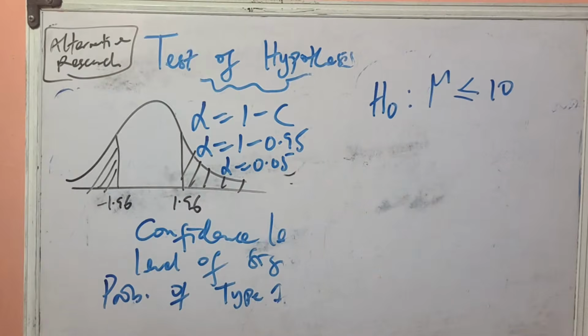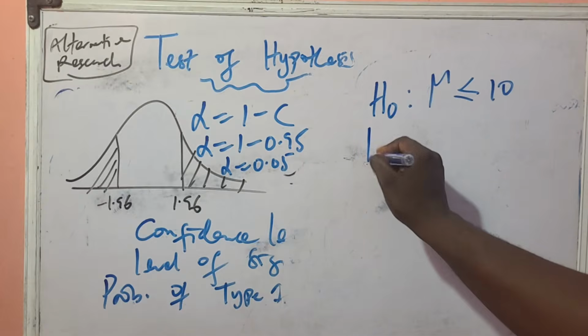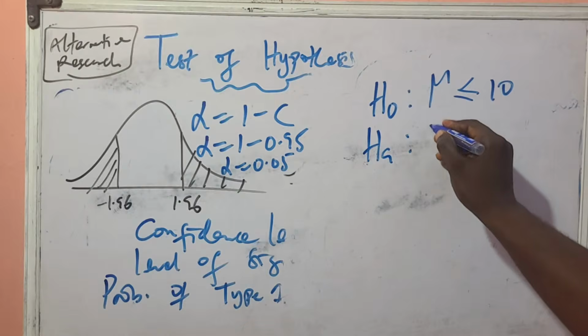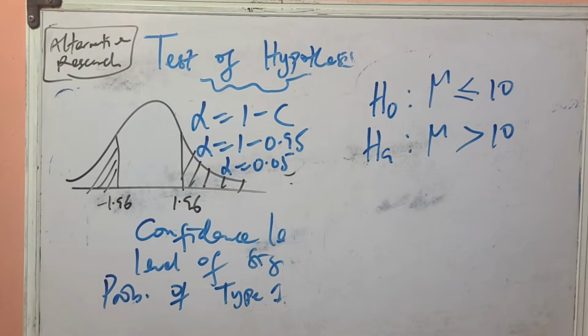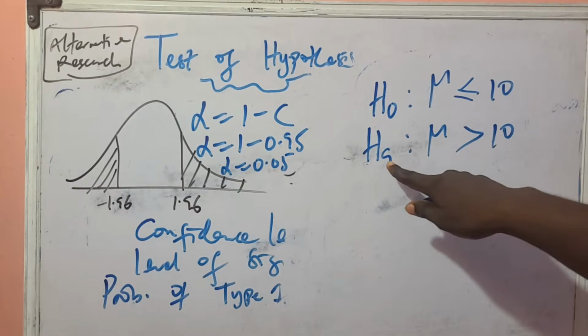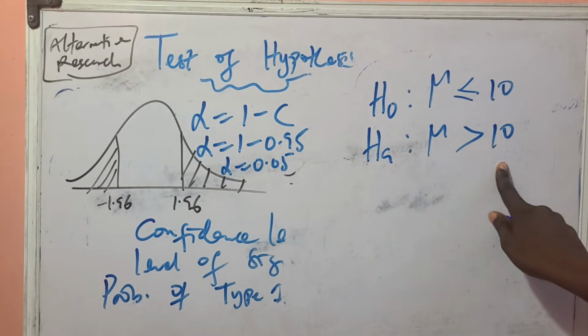Now, a researcher believes that teens on average sleep longer. Longer now, not exactly 10, but longer. So you can see that the null hypothesis is the one that houses this, whereas the alternative hypothesis houses this.